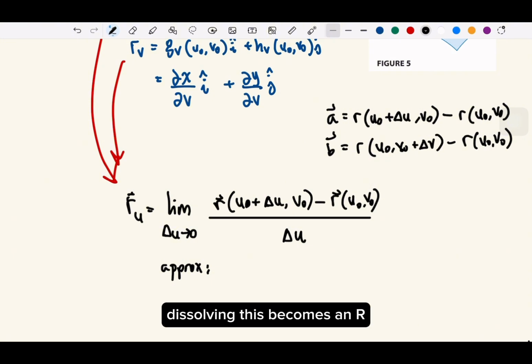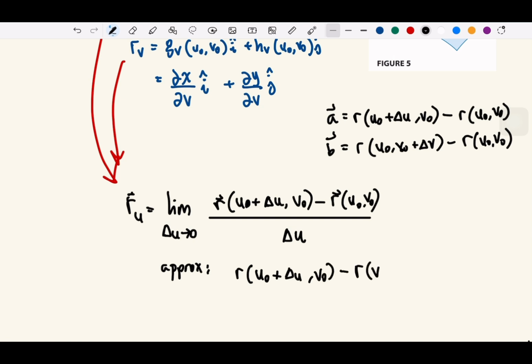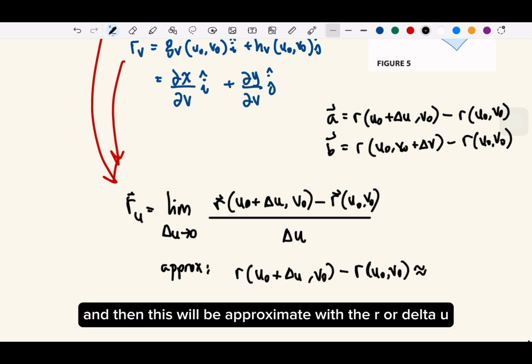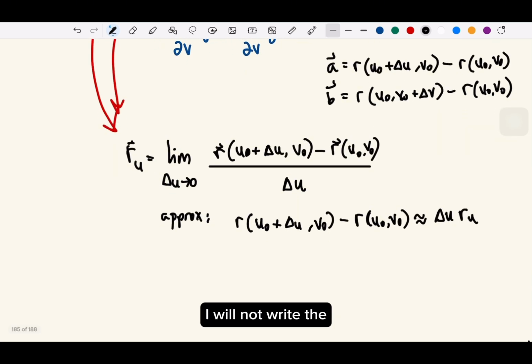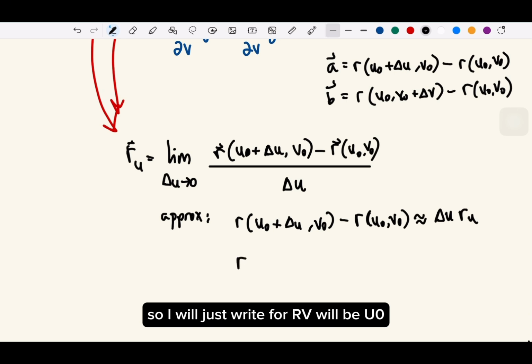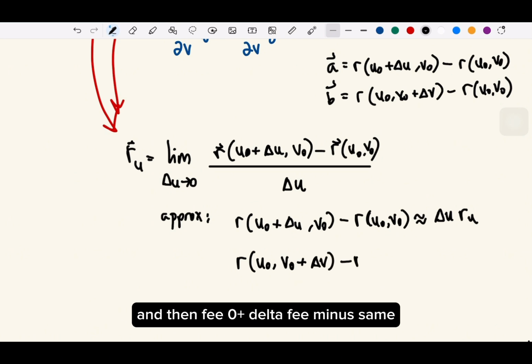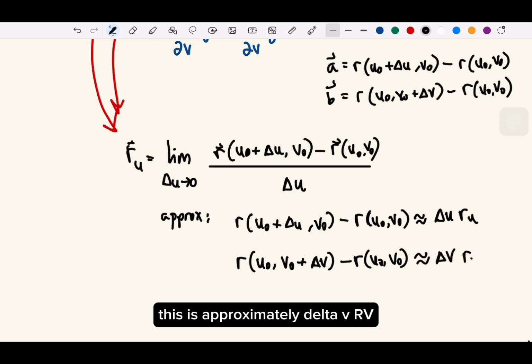And then, to solve this, we just cross multiply. R of U0 plus delta U, phi 0, minus R of U0, phi 0, where R is the position vector, is approximately delta U multiplied with RU. And similarly for RV, I will not write the whole thing, so I will just write that RV is R of U0 and V0 plus delta V minus the same, which is approximately delta V times RV.